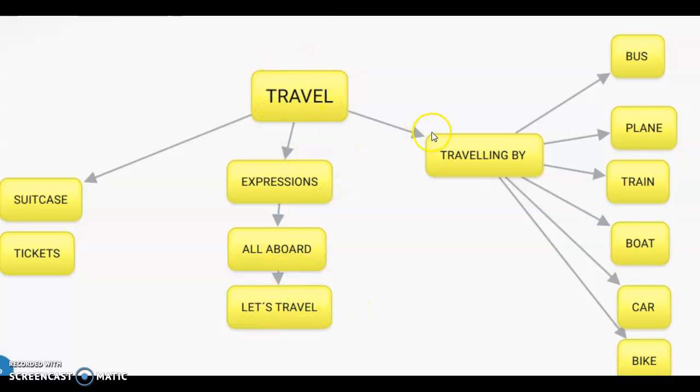And we have other vocabulary that we can use: traveling by. I travel by bus. I travel by plane, by train, boat, car, and bike. Okay, I need you to copy that, please. And then when you finish, watch the video, or whichever you like. It's okay, but it's important that you copy that in your notebook. Okay, my students, this is the activity for today.